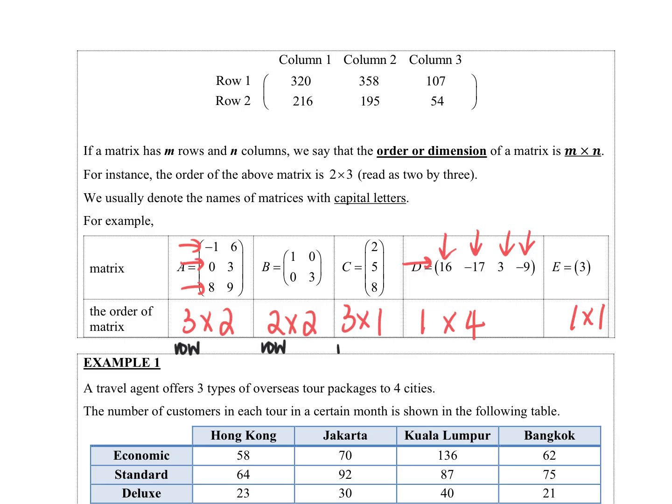All these are your rows. How many rows do you have? And the number behind is how many columns you have. 2.